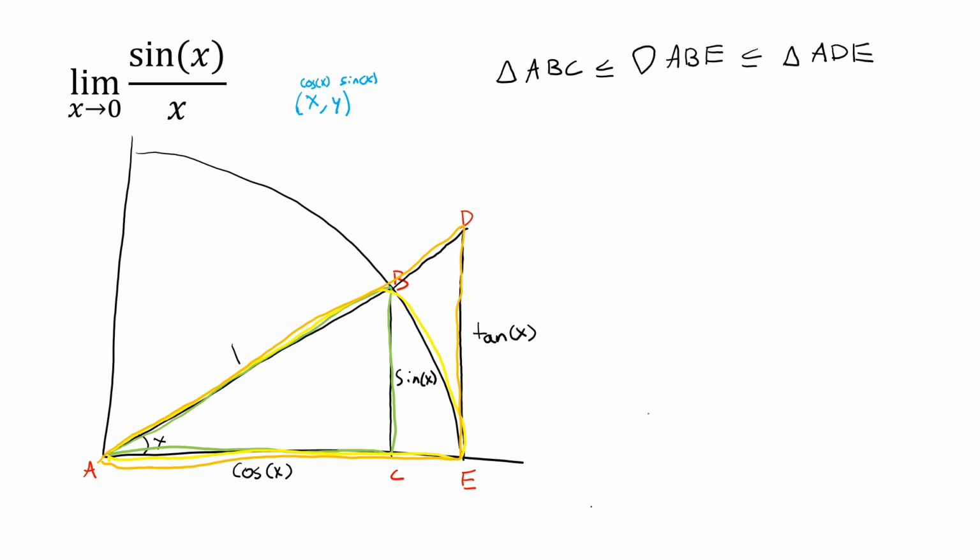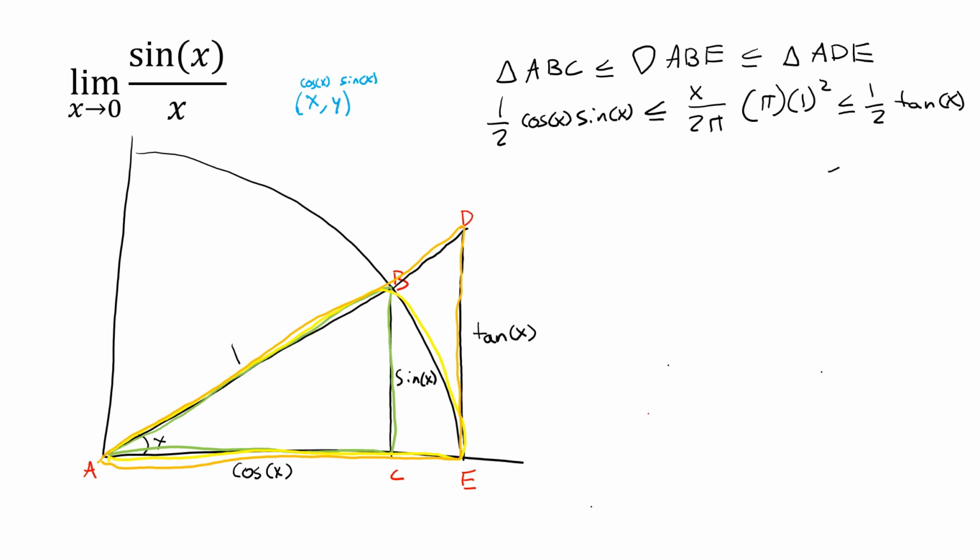So for the area of triangle ABC, that's just 1/2 cosine of x, sine of x. And this is less than or equal to the area of sector ABE. Hopefully you remember the formula for area of a sector. If not, you can just do a quick Google search. This should be x over 2 pi times pi times 1 squared, and then this is less than or equal to the area of triangle ADE, which is just 1/2 tangent of x.